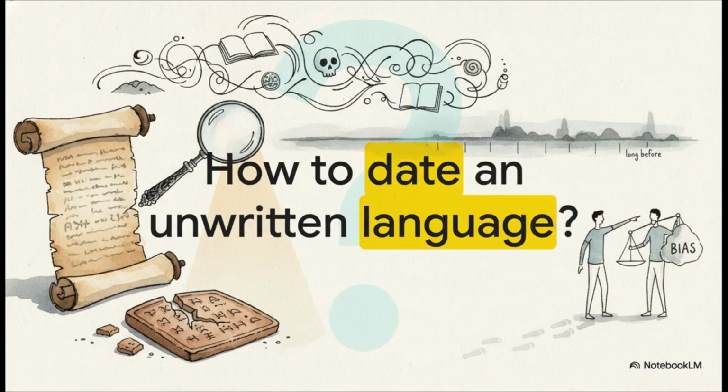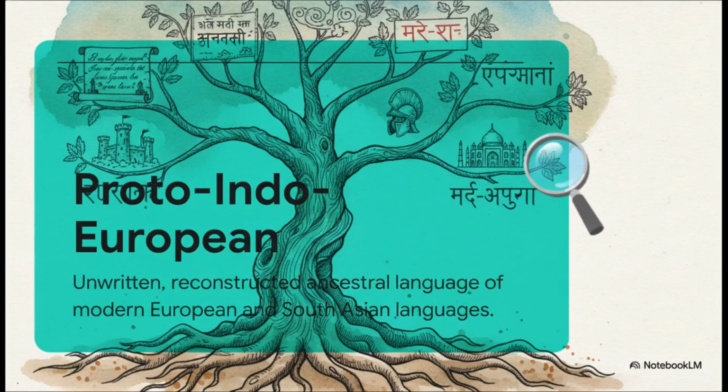Just to ensure we're all on exactly the same page, here is what we mean when we talk about Proto-Indo-European, or PIE for short. It's an unwritten, entirely reconstructed ancestral language. Linguists basically work backward from modern languages like English, Spanish, Hindi, and Russian to reverse engineer this hypothetical mother tongue that they all supposedly sprang from.